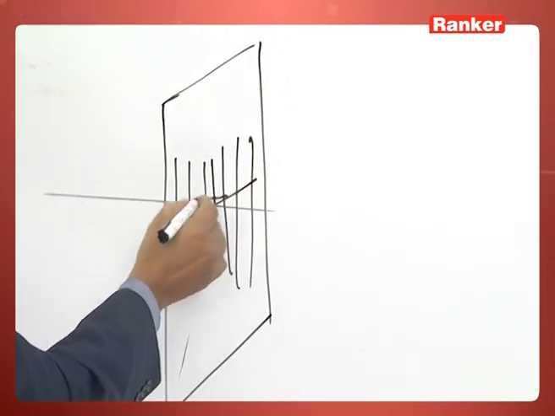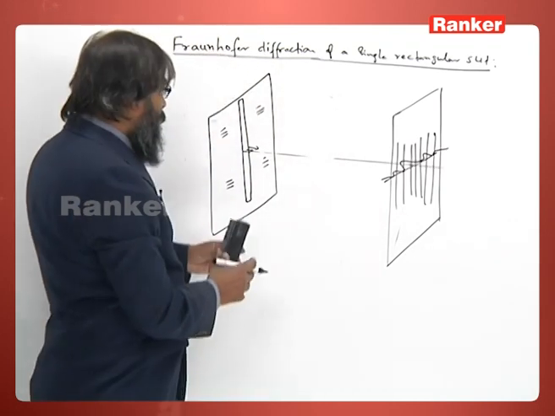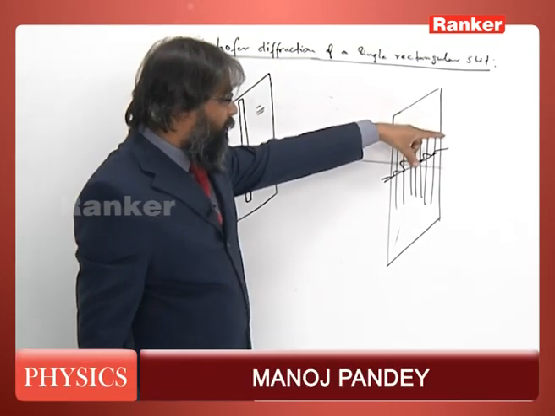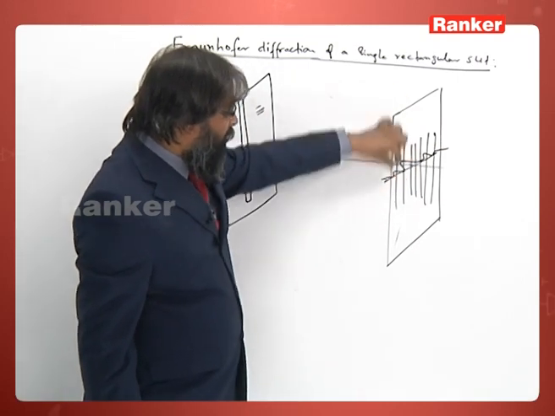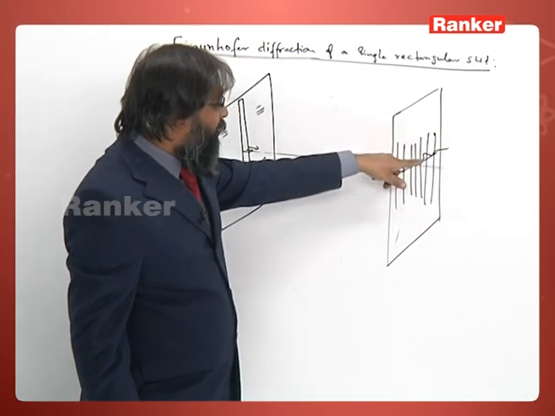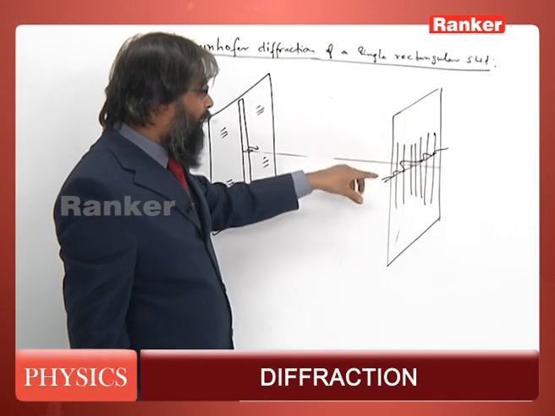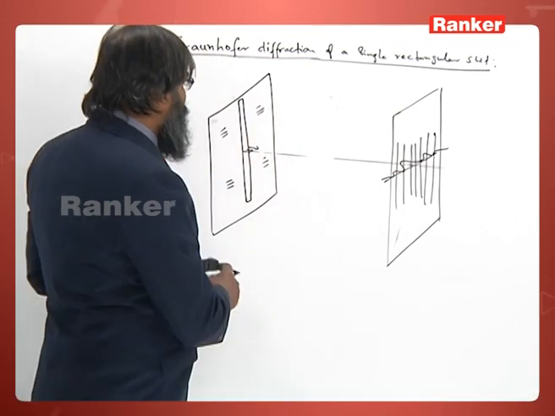So the interference pattern, you see this is the intensity profile. If the slit is like this, the intensity profile is like this. These lines are brightness and darkness, so bands will be like this. And this graph I have shown you, that is the intensity profile, that I will explain later on. So this is how the interference pattern is going.